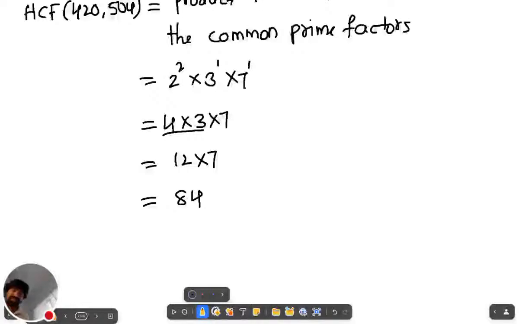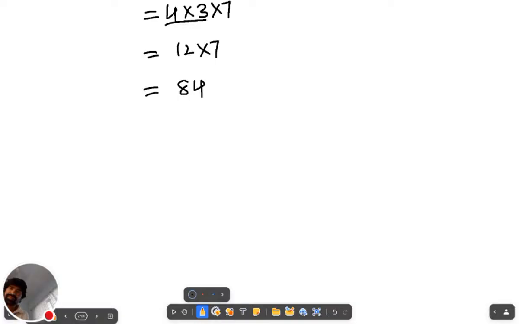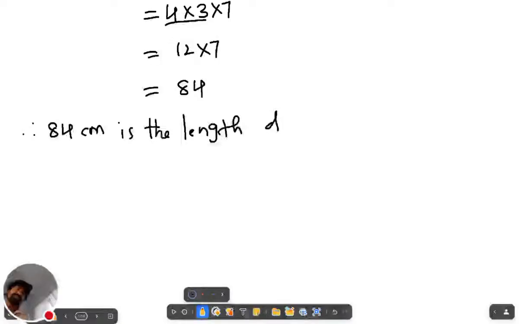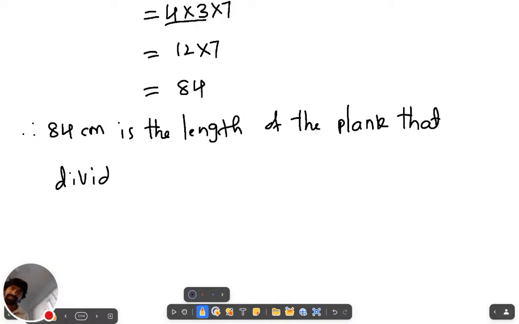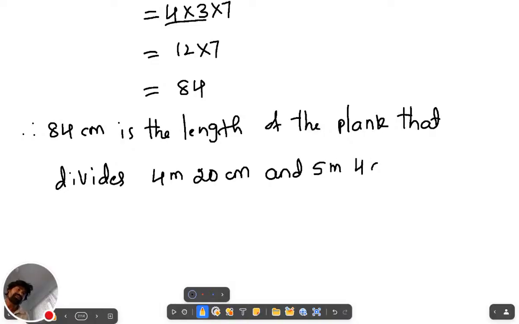So we can write the conclusion. Therefore, 84 centimeters is the length of the plank that divides 4 meters 20 centimeters and 5 meters 4 centimeters exactly in the least time. So the final answer is 84 centimeters. This is the answer for the 21st question. Now let's go for the next question.